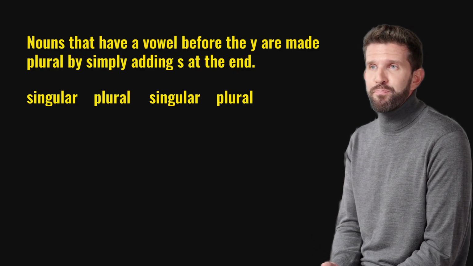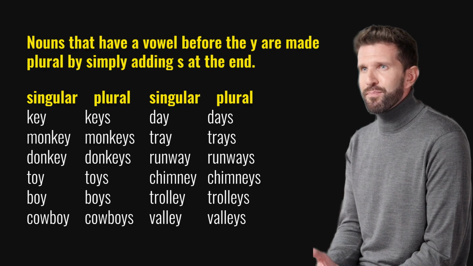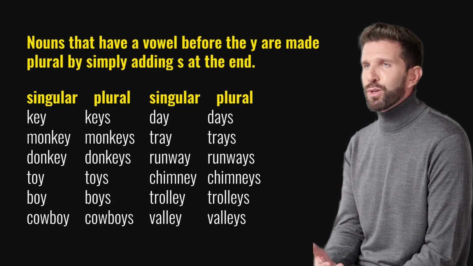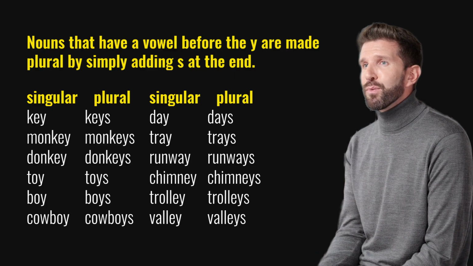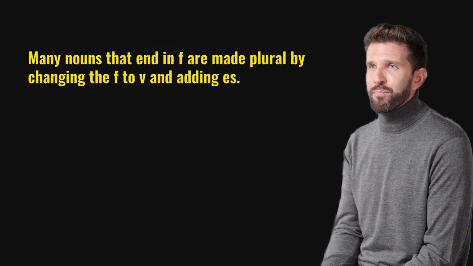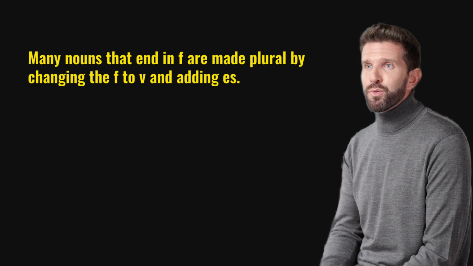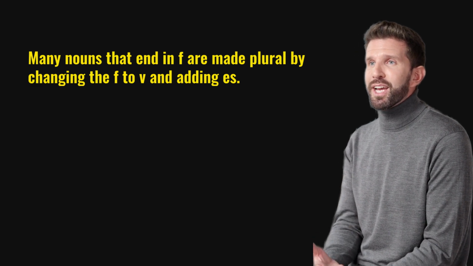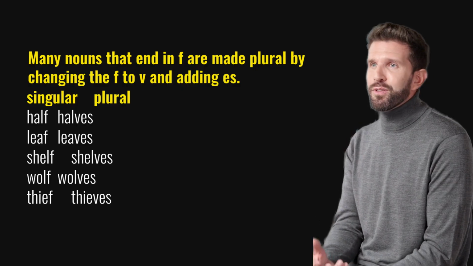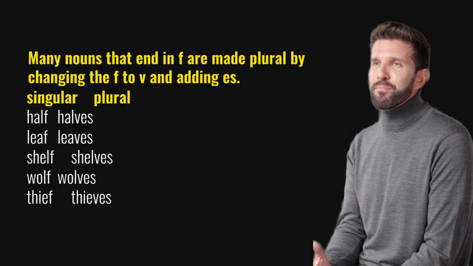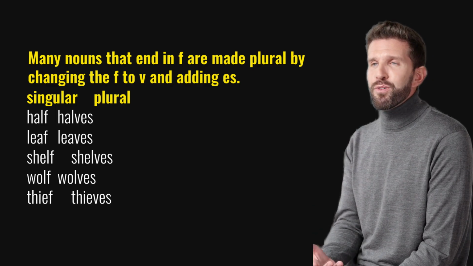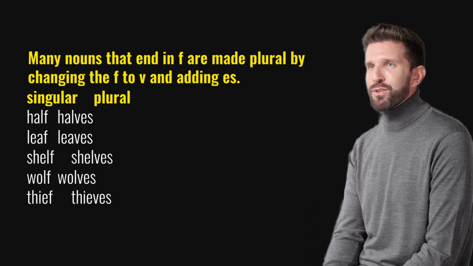For example, key, keys, monkey, monkeys, toy, toys, boy, boys, cowboy, cowboys, etc. Many nouns that end in f are made plural by changing f to v and adding es. For example, half, halves, leaf, leaves, shelf, shelves, wolf, wolves, thief, thieves.